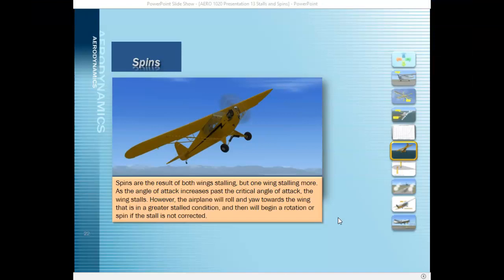Now that we understand stalls and how a stall occurs, we can move on to discuss spins. And it's important to remember that a spin is a result of both wings being stalled. It's just that one wing is stalled more than the other. And we'll discuss how that occurs, but what happens as the aircraft approaches a critical angle of attack and one wing actually yaws and will roll, that wing will be in a greater stall condition and will begin a rotation, which develops into a spin.